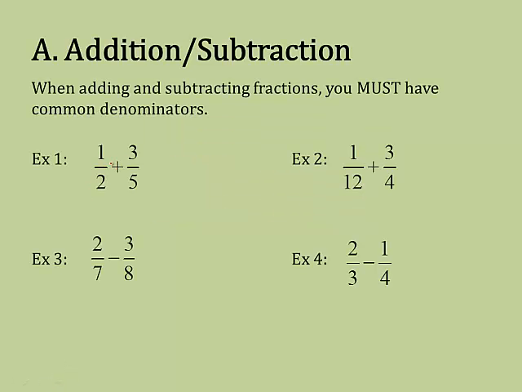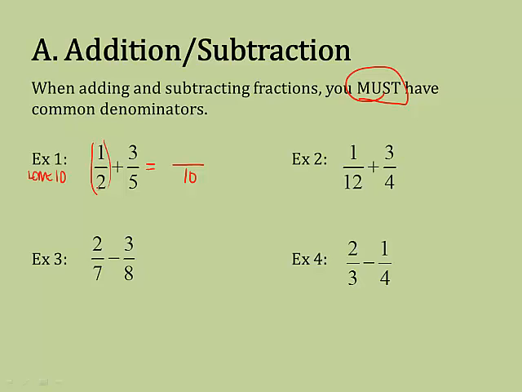Okay, so first, adding and subtracting. If you remember, when you add and subtract fractions, you must have common denominators. Okay? So example 1, I have two different denominators. One is not the multiple of another, so I've got to find the least common multiple of the two, and in this case the least common multiple is 10. So 10 is my goal, alright?